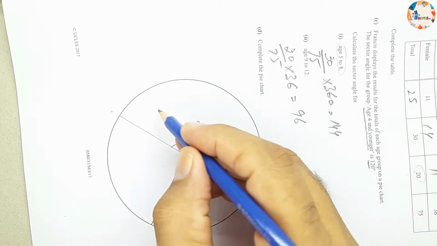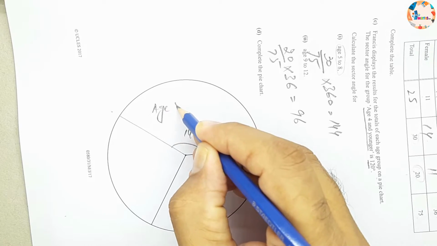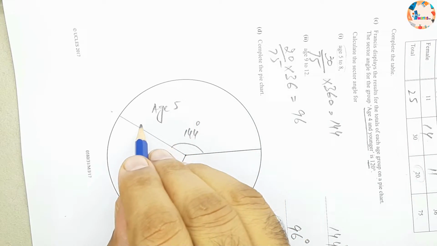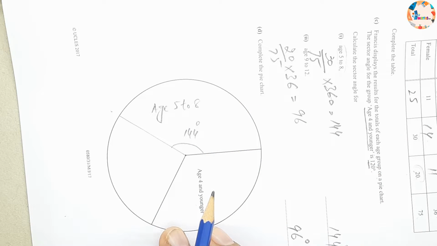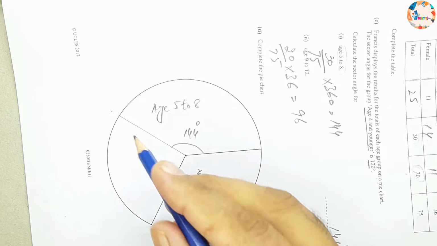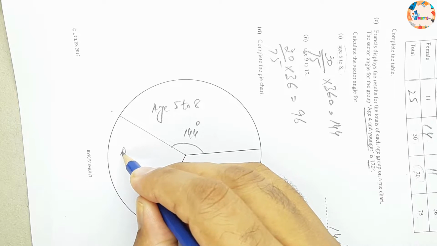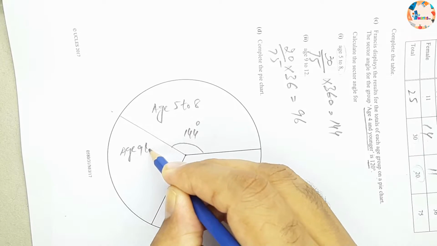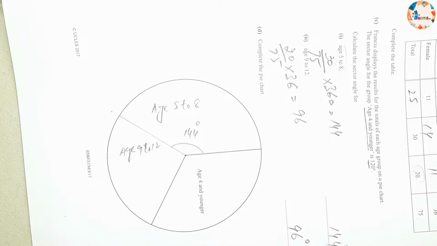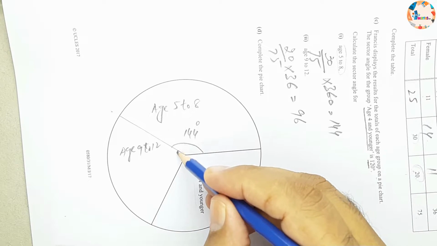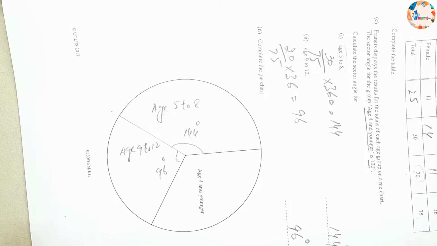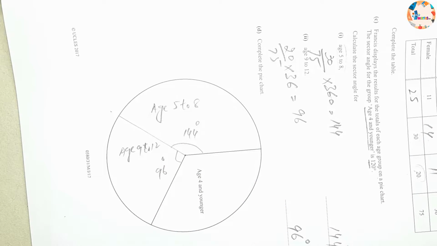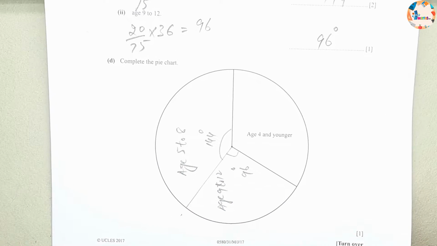And this is 5 to 8, so we can write age 5 to 8. And next is age 9 to 12, so this remaining portion will be age 9 to 12, and this should be equal to 96. This angle is 96 degrees. So this is done. This is a 1 mark question, so no working required. Whatever we have done is sufficient.